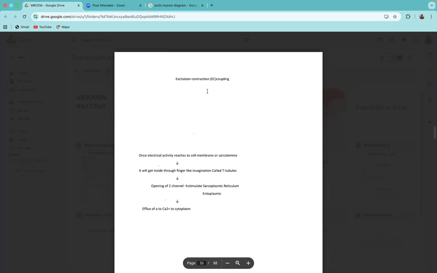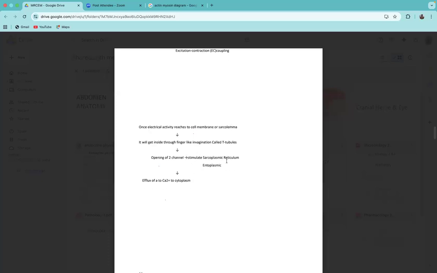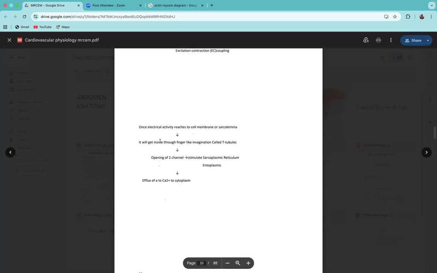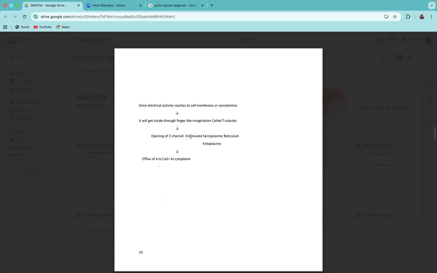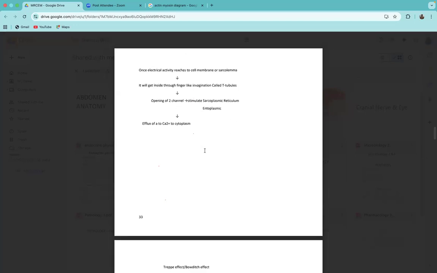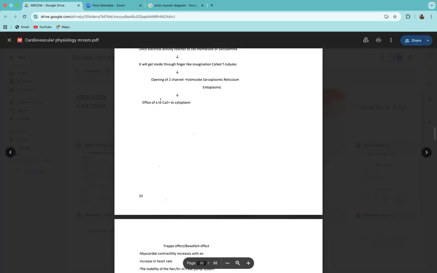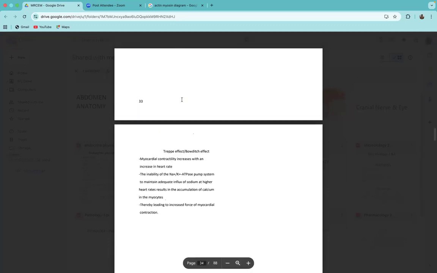Excitation contraction coupling is also, once the electrical activity reaches the threshold potential, we have already seen that, from the sarcolemma it will get inside the finger-like projection T tubules, opening the channels of the calcium and stimulating the sarcoplasmic reticulum or endoplasmic reticulum. So there will be an effect of calcium in the cytoplasm, okay.